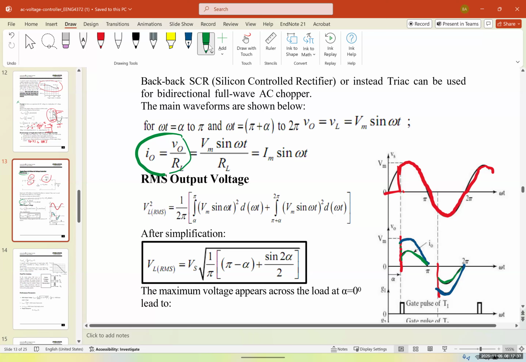Now, the RMS output voltage, VL RMS squared, is going to be 1 over 2 pi times the integral from alpha to pi of (Vm sine of omega t) squared d omega t, plus the integral from pi plus alpha, which is the negative cycle, to 2 pi of (Vm sine of omega t) squared d omega t. And after simplification, VL RMS is going to be Vs times the square root of 1 over pi times (pi minus alpha plus sine of 2 alpha over 2).